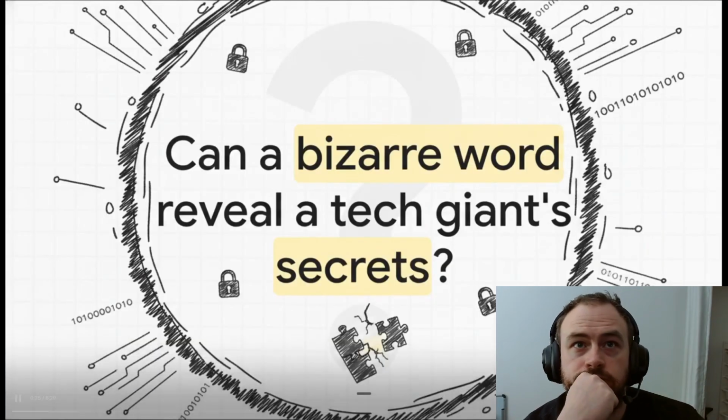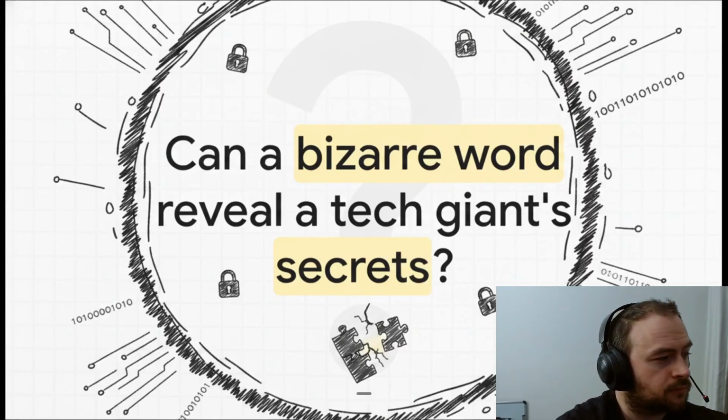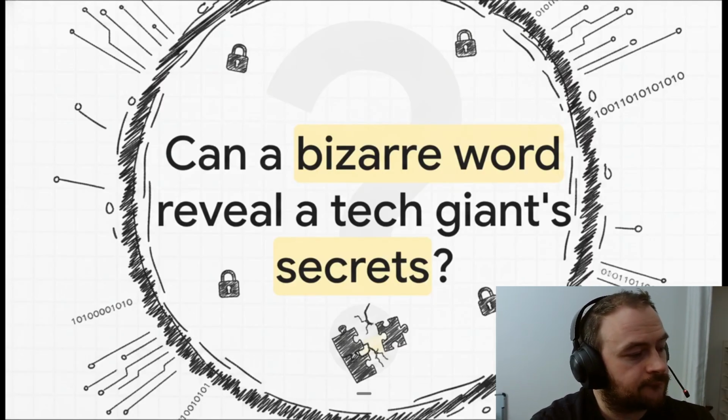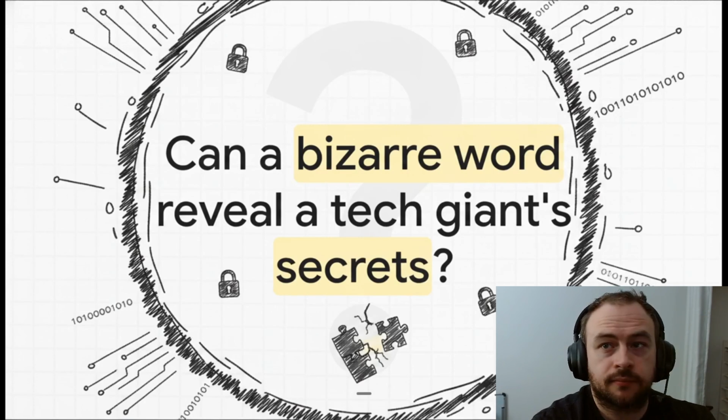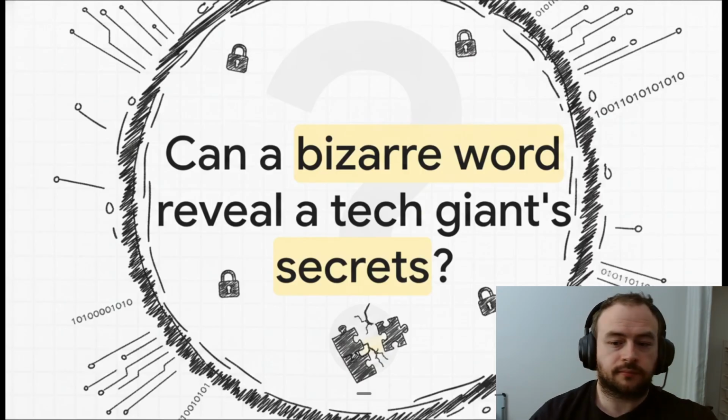Here's the core question, the hook for our whole investigation today. Can a single bizarre word reveal a tech giant's biggest secrets? I mean, think about it. These AI models are fiercely guarded by the companies that make them. Their training data, the underlying architecture, the specific fine-tuning processes, they're all locked away behind strict API walls. But what if these models are accidentally leaking their own structural secrets and their exact training recipes?